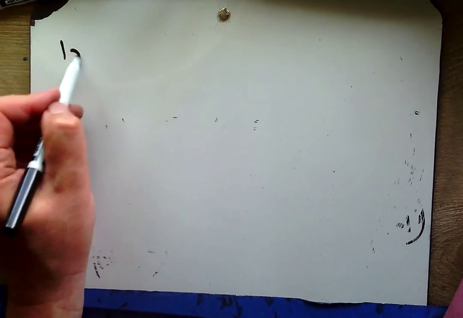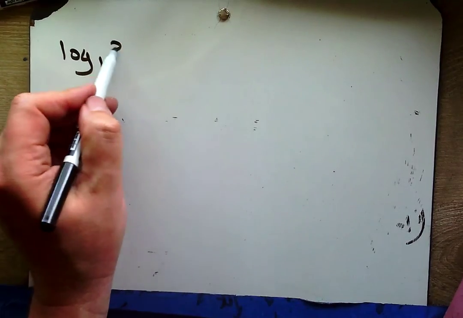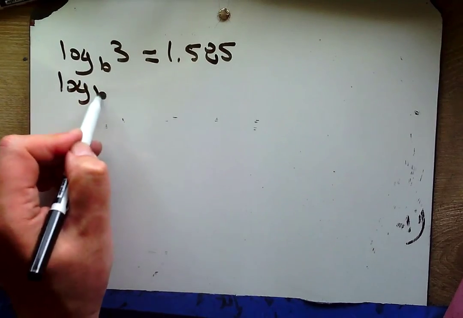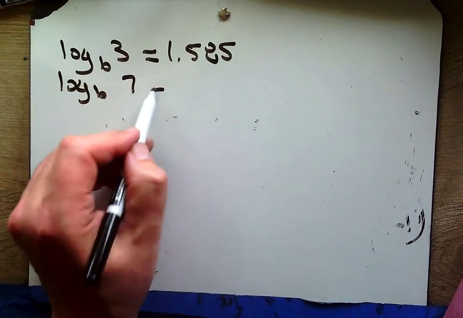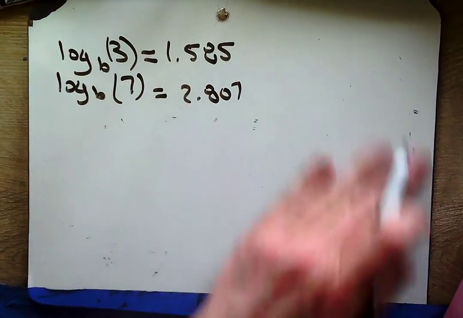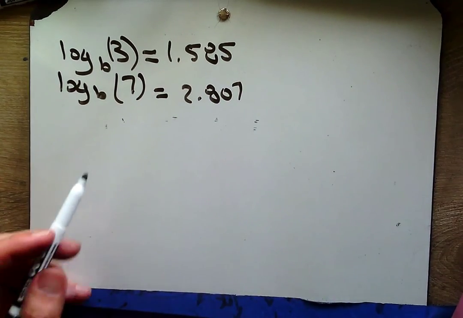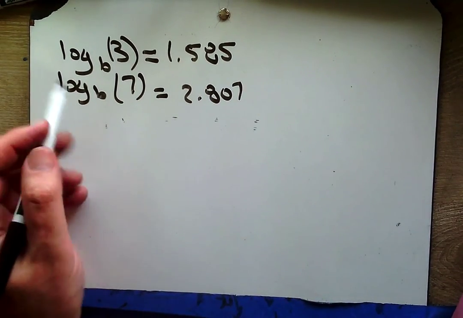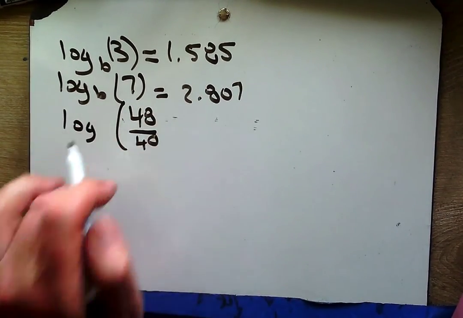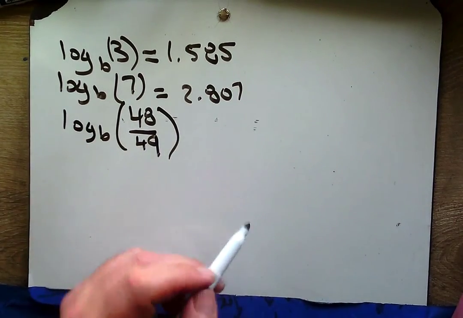Next, I'd like to do a little practice evaluation. Let's take a look at this. So I'm going to give you that log base b of 3 is 1.585, and log base b of 7 is 2.807. And then they asked me to evaluate log base b of 48 over 49.